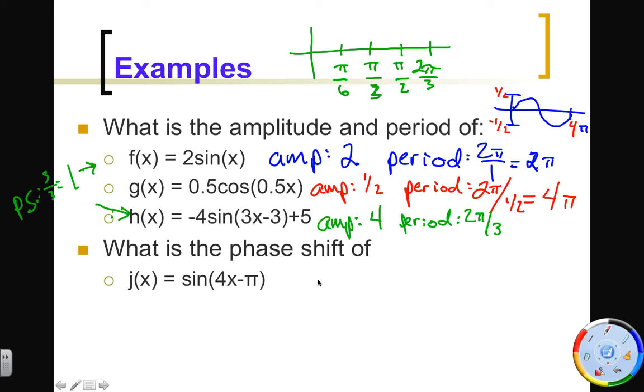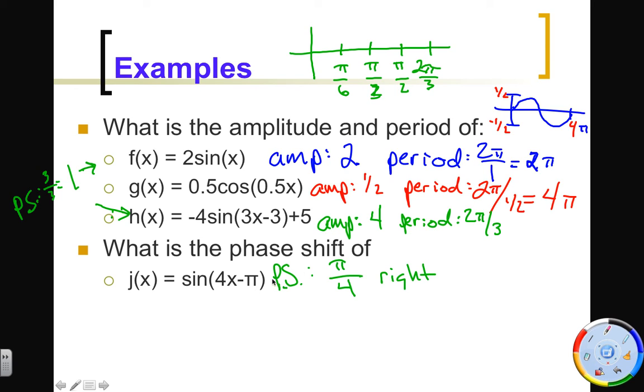So on j of x here, if we looked at just the phase shift, it's going to be pi over 4, so c over b. And since it's a minus sign, it's pi fourths to the right. So we would just start everything pi fourths to the right. And then we'd have a period of pi halves because it's 2 pi over 4.